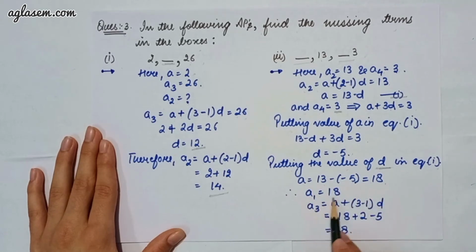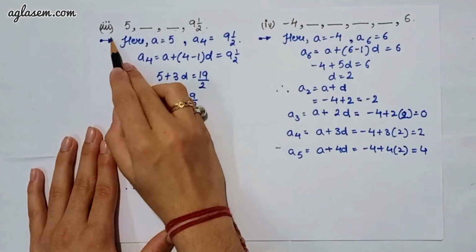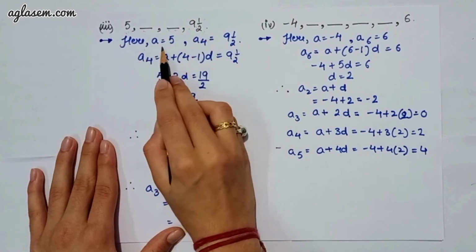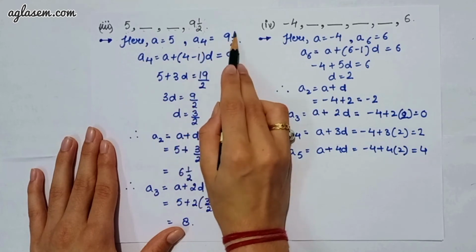So here a1 is 18. a3 is a plus 3 minus 1 into d, that will give you 8. The third part says 5, dash, dash, 9 into 1 by 2. So here a is given, that is 5, and a4 is given, that is 9 upon 1 by 2.